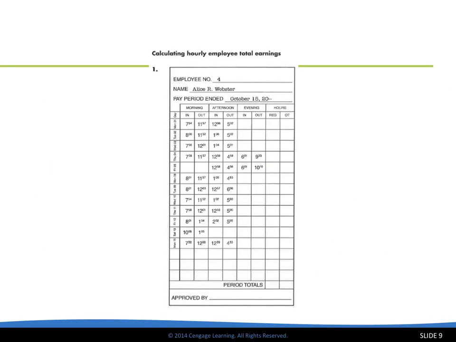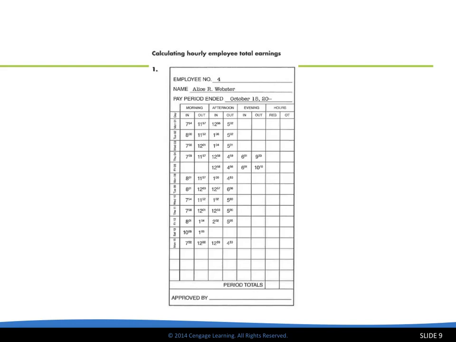Now we are going to do the work together. We are on page 350. They tell us the October 15th time card for Alice R. Webster and the time card data for the other employees are provided. In number 1, they ask us to calculate the regular, overtime, and total hours worked. So I need to calculate the regular, overtime, and total hours that are worked by Miss Webster.